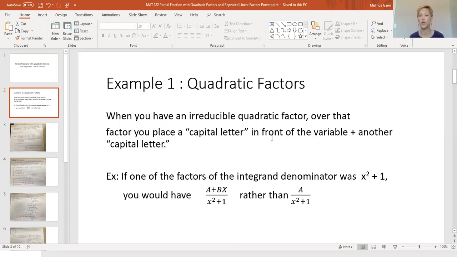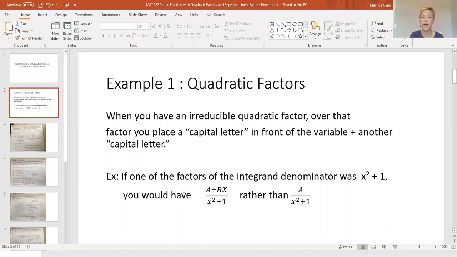The only difference is when you have an irreducible quadratic, you put an A next to an x plus another letter. Look down here. If one of the factors, when you factored your denominator, was x squared plus 1, well, I can't factor that any further. I could if it was x squared minus 1, but x squared plus 1 can't factor any further. So instead of putting an A over x squared plus 1, you put an A, but then plus a B in front of an x. It doesn't matter, you can put Ax plus B, but you need that single capital letter plus another capital letter in front of an x.